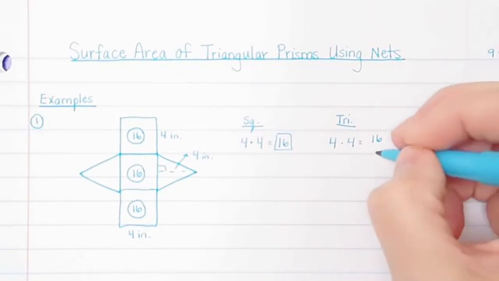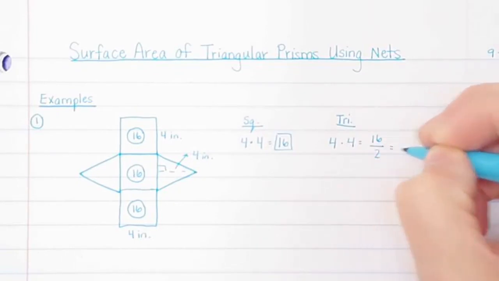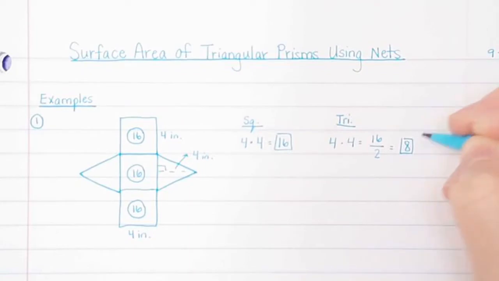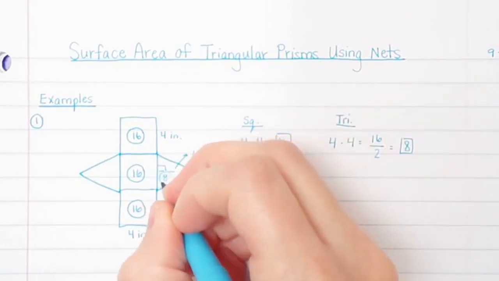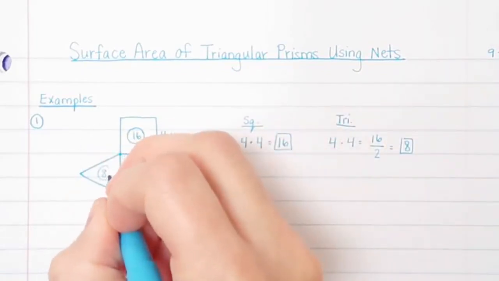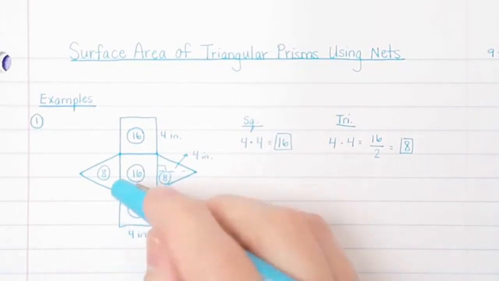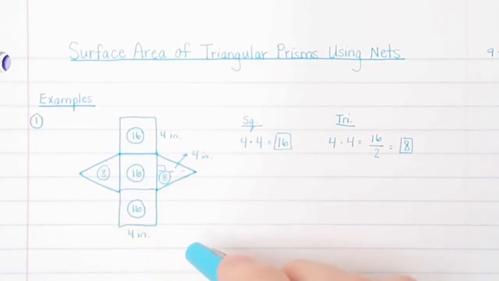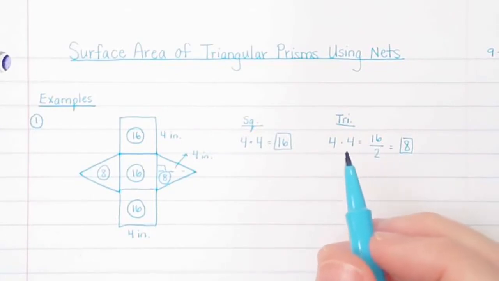It's a triangle, so we have to divide by 2. So 8. So the area of my triangles is 8. Alright, so I can clearly see that all 5 sides have numbers in them. I found the area of all 5 sides, so now I just need to add them all up.